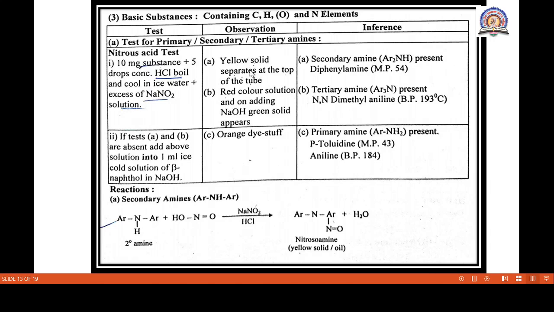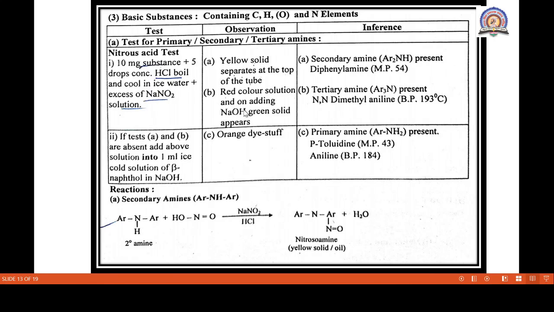A yellow solid separates at the top of the tube. Then secondary amines are present. Then by taking the melting point, we conclude which type of secondary amine it is. Then if we get a red color solution and on adding NaOH green solids appear, then we conclude that tertiary amines are present.